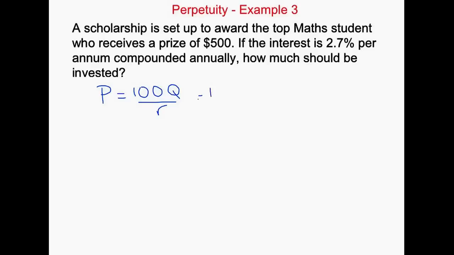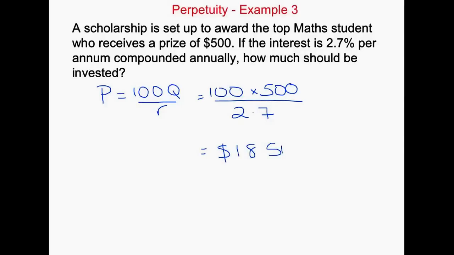Q is 500, so 100 times 500. R is the interest rate per time period, and it's being compounded annually, so that's the interest rate per year, which is 2.7%. That works out to be $18,518.52.